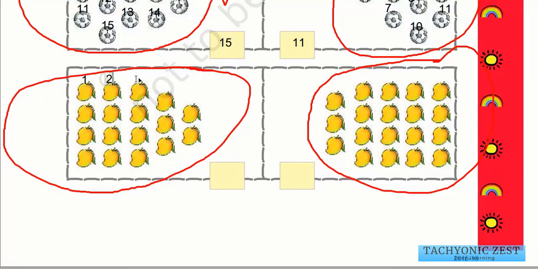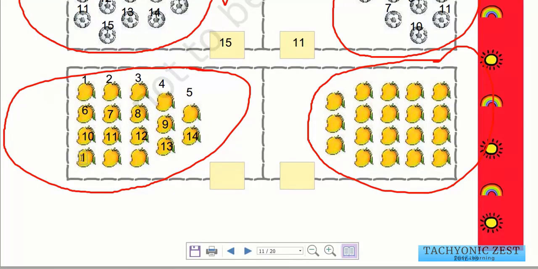So here it is 1 2 3 4 5 6 7 8 9 10 11 12 13 14 15 16 17. Let us count again. So 1 2 3 4 5 6 7 8 9 10 11 12 13 14 15 16 17. So there are total 17 mangoes in this group.